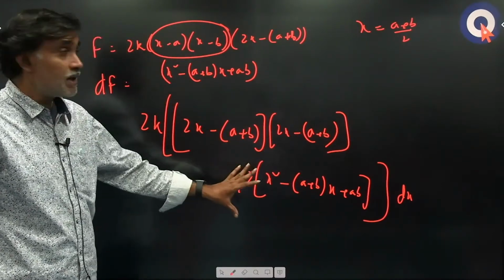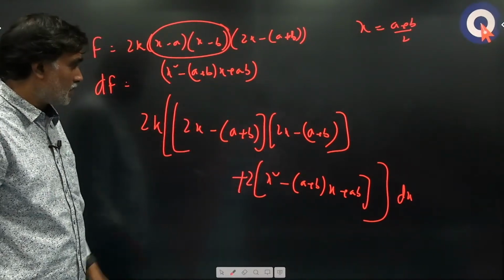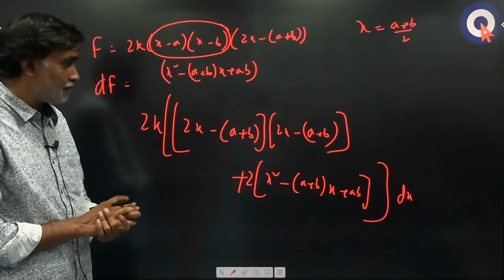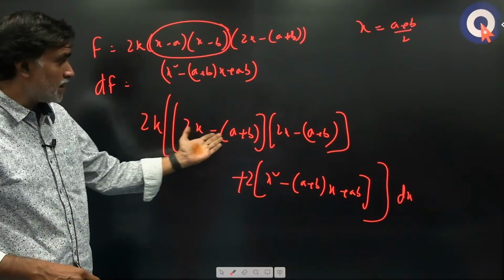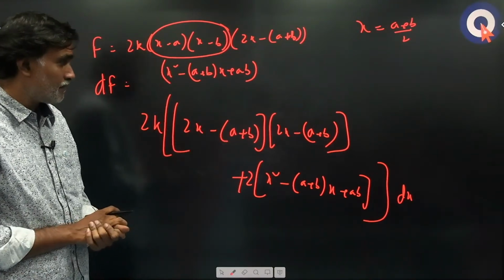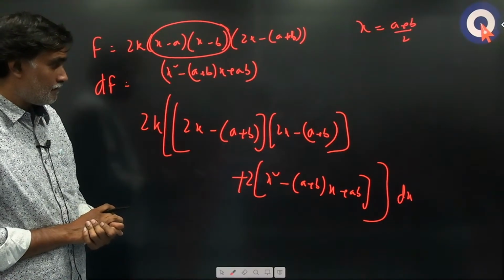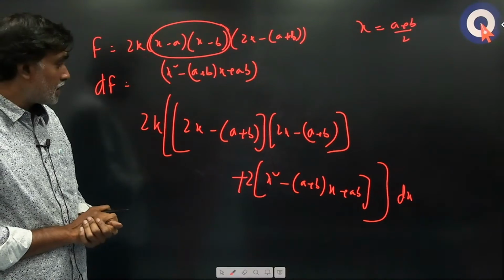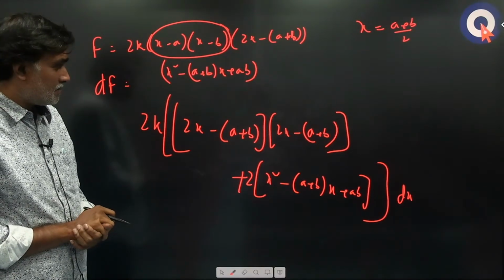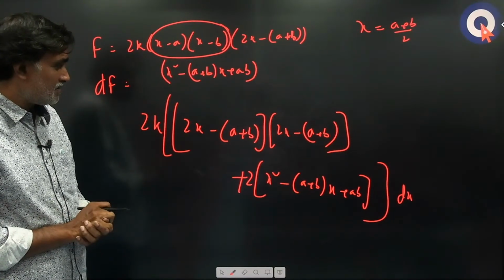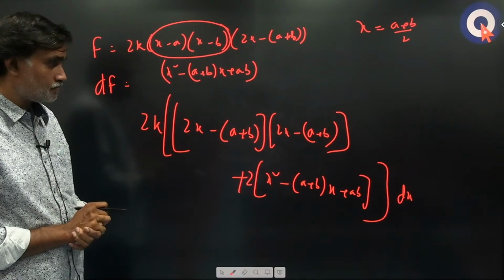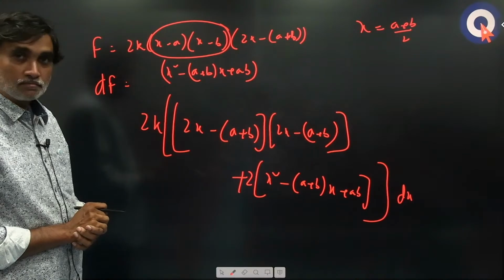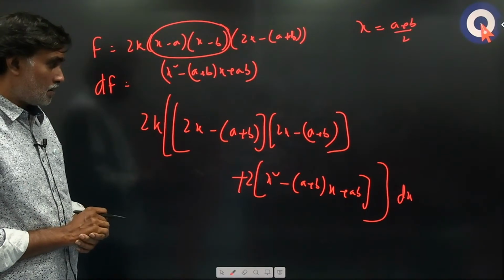Now here you should put x equal to (a plus b) by 2, but after simplification. This is nothing but (2x minus (a plus b)) whole square. That is 4x square, you will get (a plus b) whole square, so minus 4x into (a plus b). I think you can simplify.